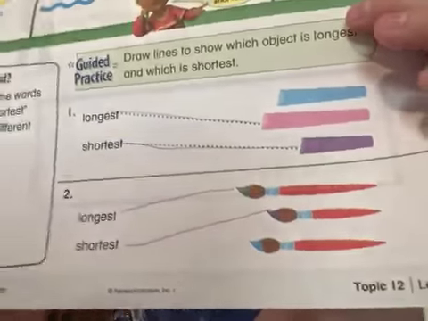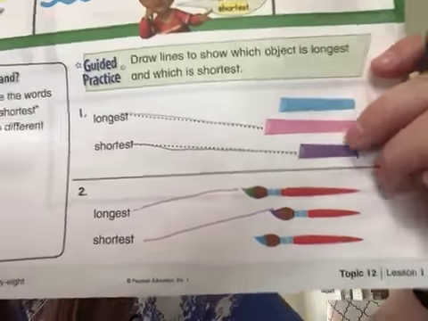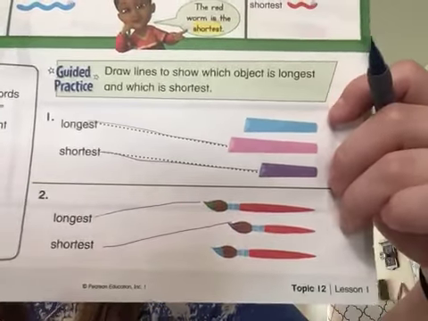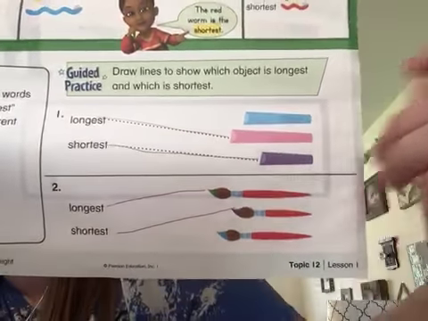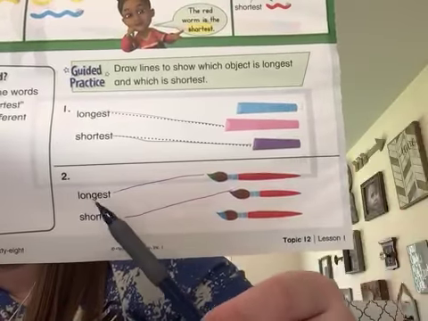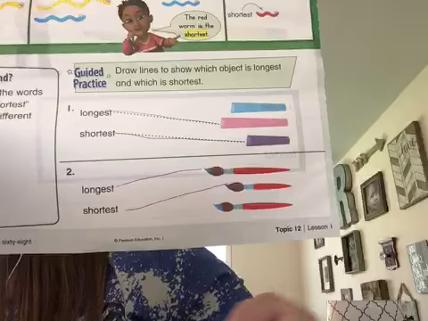Number 2 at the bottom, it gives you 3 different colors of paintbrushes. You have a green, a purple, and a blue paintbrush. And you have to decide which one is the longest and which one is the shortest. The longest is the one that sticks out the most, which is the green. So draw your arrow from the word longest to the green paintbrush.